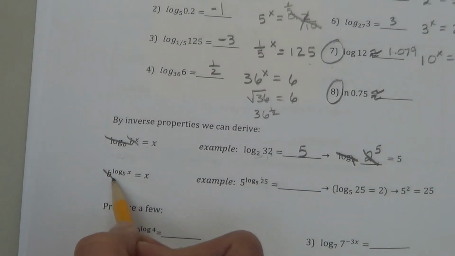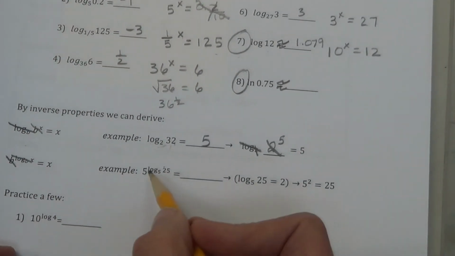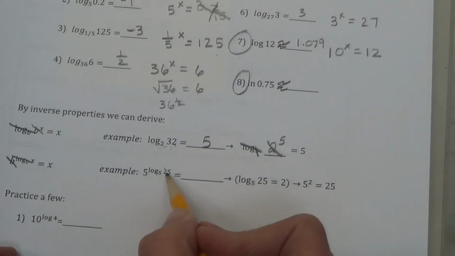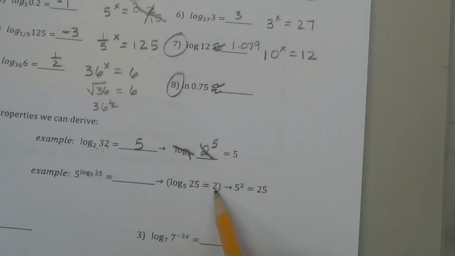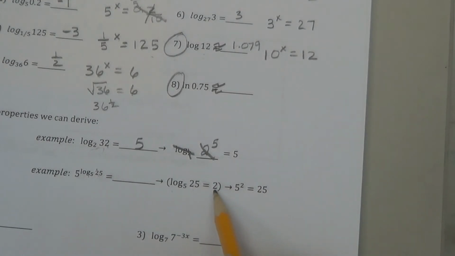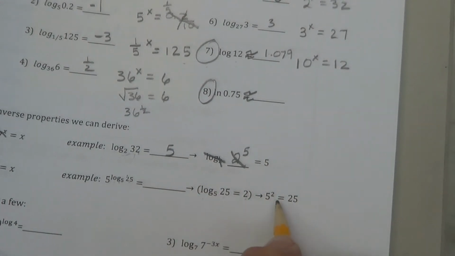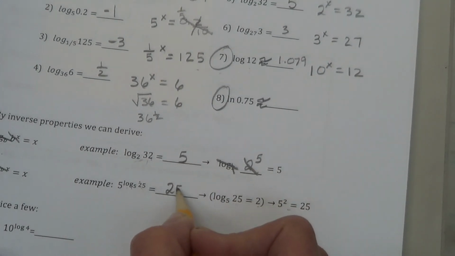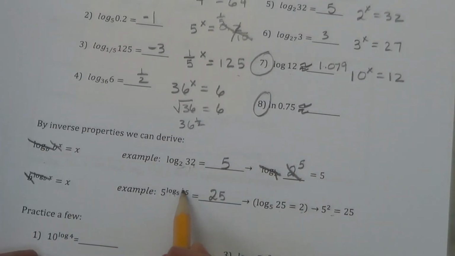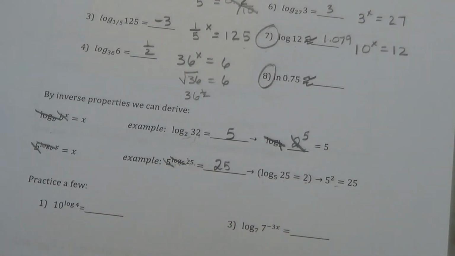Okay? Next one. So on that last one, basically we learned that we can cancel those two. On this one, we're going to see we can cancel these two. An example would be 5 to the log base 5 of 25. Well, we know that log base 5 of 25 equals 2. So 5 to the 2nd equals 25. See how we get the 25 there and there? We can just simply cancel those out and we have our answer.